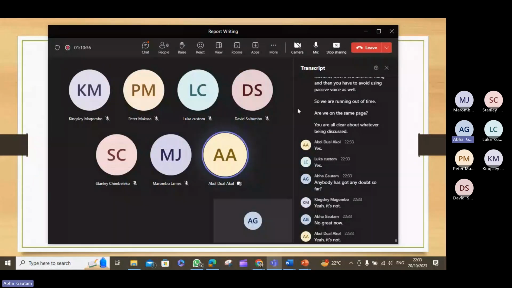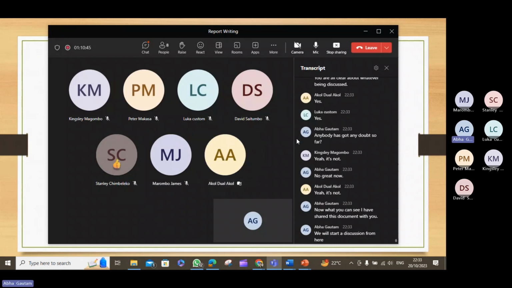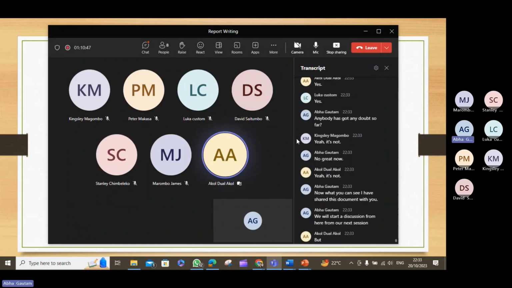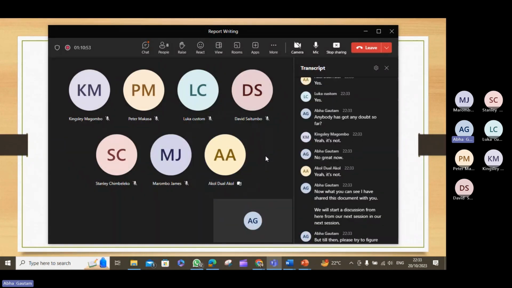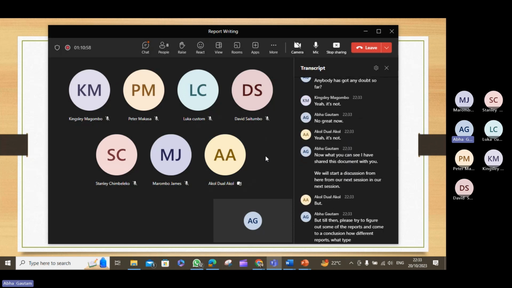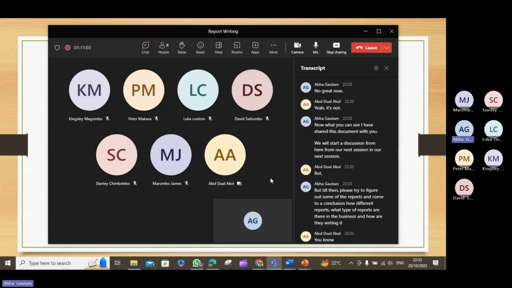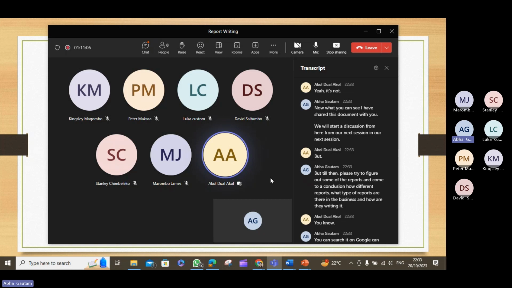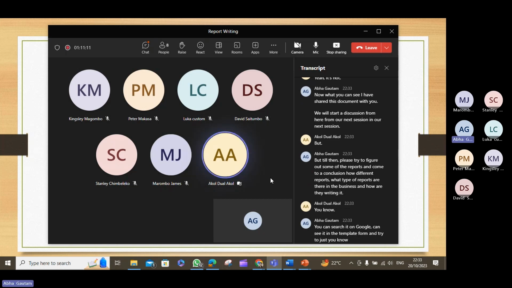Now, what you can see, I have shared this document with you. We will start the discussion from here in our next session. But till then, please try to figure out some of the reports and come to a conclusion about what types of reports there are in business, and how they are writing them. You can search on Google, see them in template form, and try to collect that data.